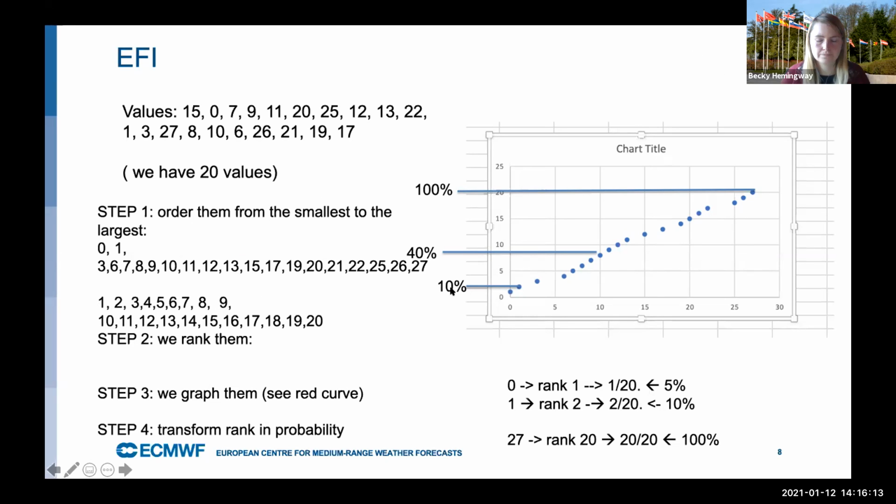So the 40% was our 10. So it's a 40% probability of not exceeding the value of 10. And then we looked at the rest of the distribution, which is exceeding the value of 10, and that is the 60% of the distribution.